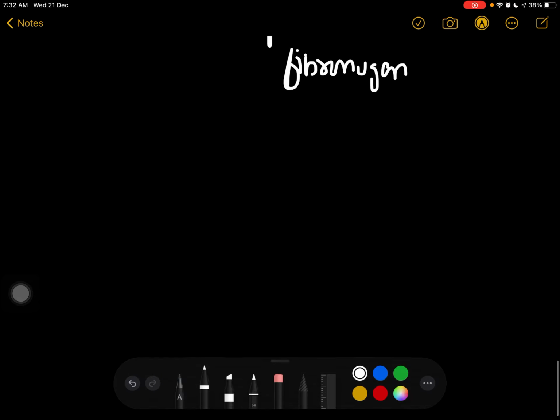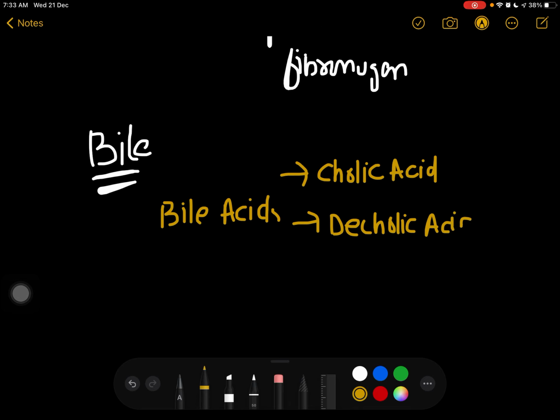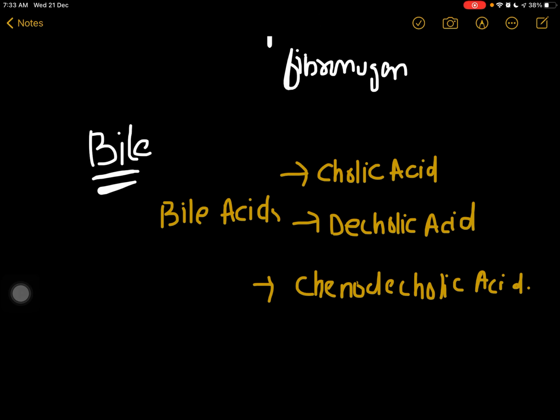Next we have its secretion, which is known as bile. Basically this bile contains some bile acids, for example cholic acid, deoxycholic acid, and chenodeoxycholic acid. So these are some acids which are present in bile.